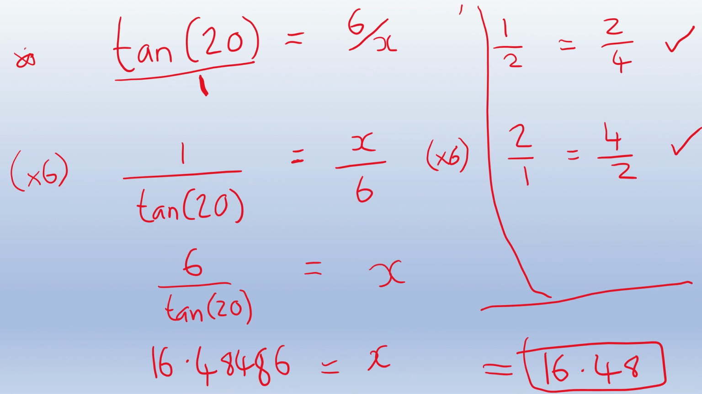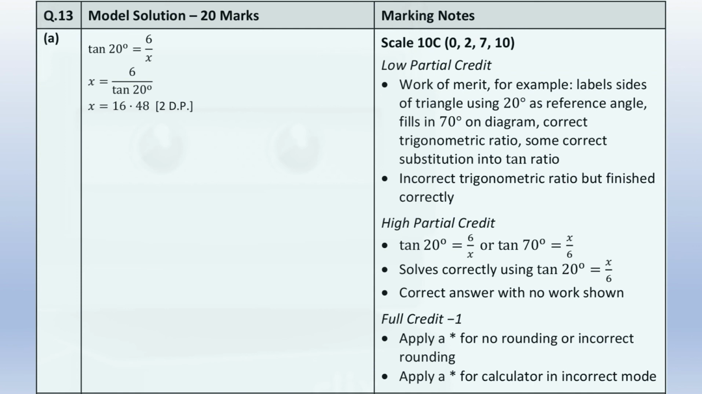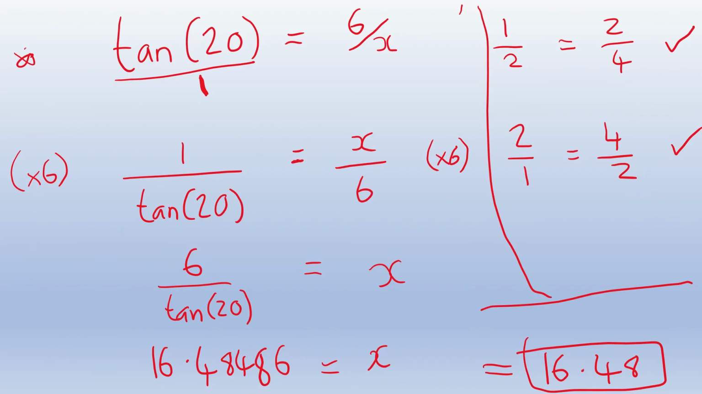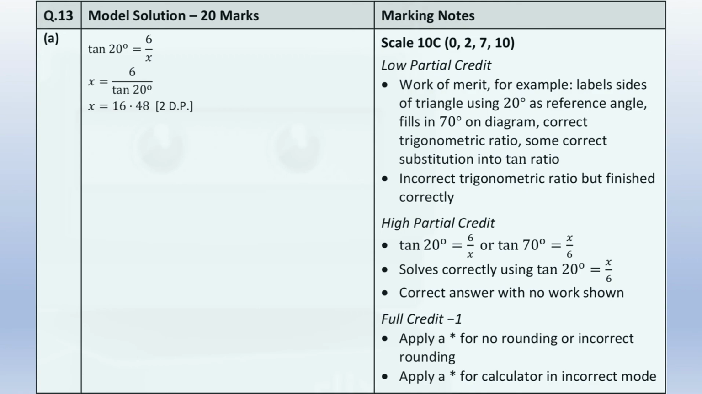If we have a look at the marking scheme, your marking scheme looks like this. And you'll see that they've done it in 3 lines, what I've done in 4. Often in the marking scheme, they show you the bare minimum of what you need, but in reality your workings out will be a small bit longer than that. So you'll notice that tan 20 degrees is equal to 6 over x. We got that. We got our second line, and we got x is equal to 16.48. We got that. So right now we're getting our 10 marks.